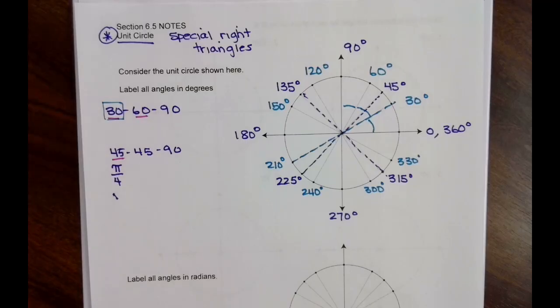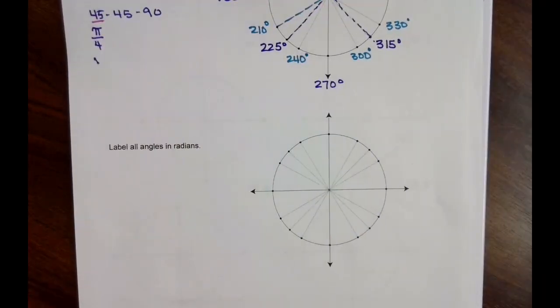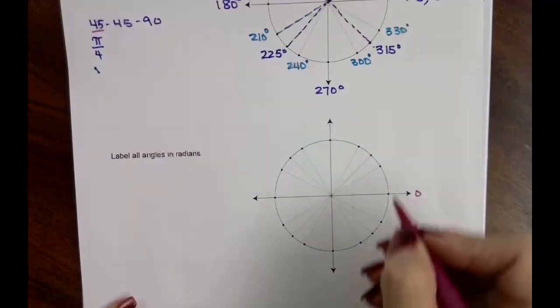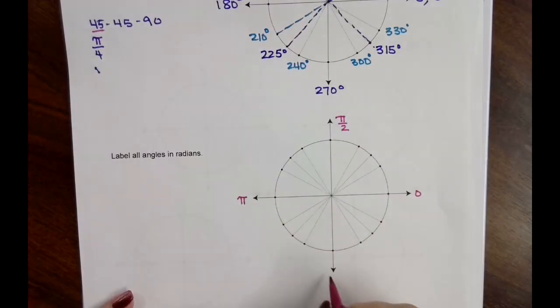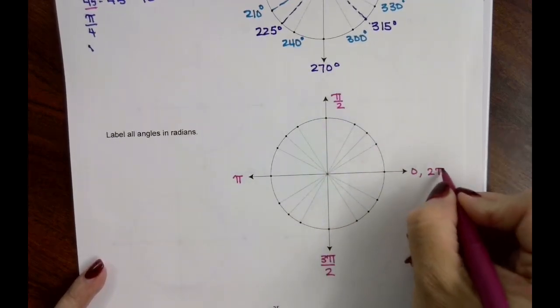Okay, so now because we know that we are focused in this class on radians, we're going to do the same thing down here. And again, I've done this before, but we start at 0. We know that this is pi over 2. We know this is 1 pi. We know this is 1.5 pi. So 1.5 pi is the same as 3 pi over 2. And then all the way around, I get to 2 pi.